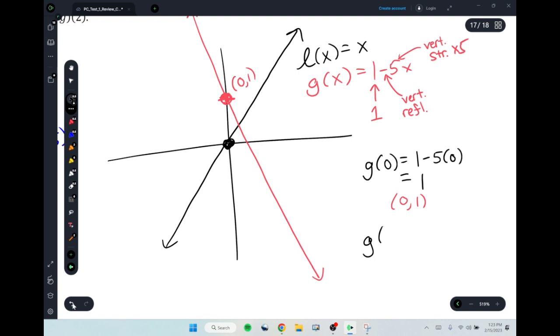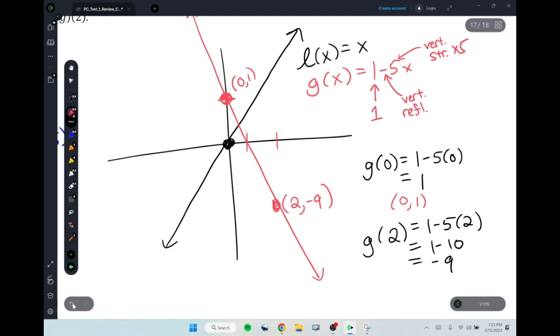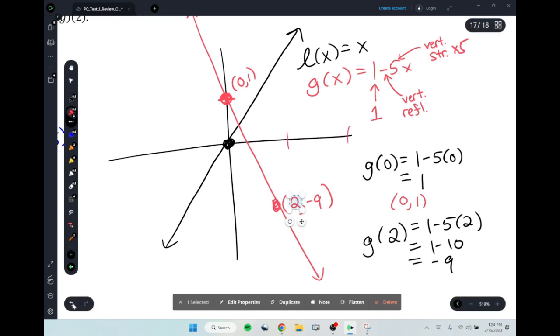G of 2? G of 2 equals 1 minus 5 times 2. That equals 1 minus 10 equals negative 9. That's 1 and that's 2. Does that look like it could be negative 9? Sure. I don't know where it is. Oh, 1's actually probably not even the intersect. I bet it's actually way over here.